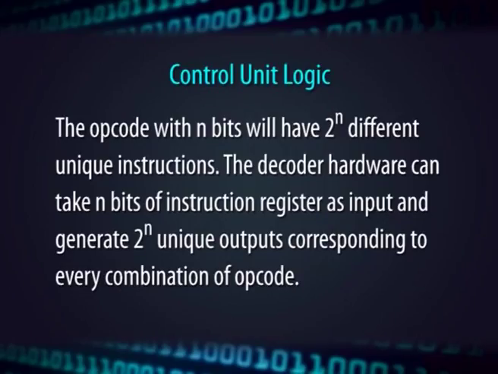The opcode with n bits will have 2 to the power n different unique instructions. The decoder hardware can take n bits of the instruction register as input and generate 2 to the power n unique outputs corresponding to every combination of opcode. Thus, to summarize, the control unit must control the state of the instruction cycle, which comprises sub cycles like fetch, fetch operand, interrupt and the execute cycle. The control unit should also coordinate the timing of these sub cycles.